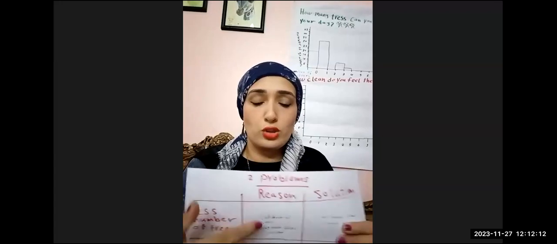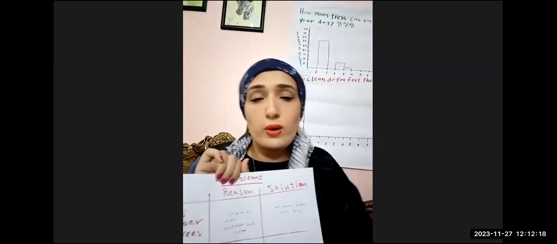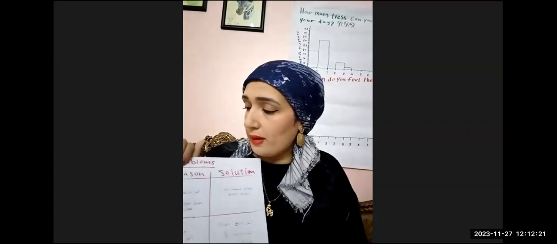I may add something to make it more advanced. I can give them the problem in a chart, a table like this one, and ask them to work in groups, make a discussion, and find the reason of the problem and the solution. So the reason of the problem is less number of trees and unclean air. So they have two problems: the less number of trees and unclean air. So each group has to find the reason of the problem and a solution, and that's all.